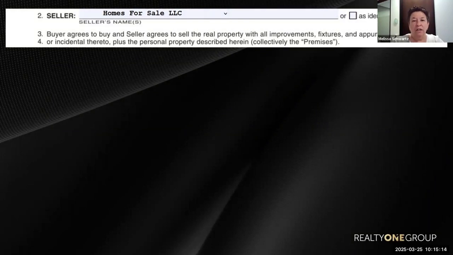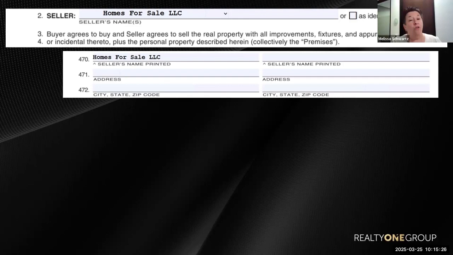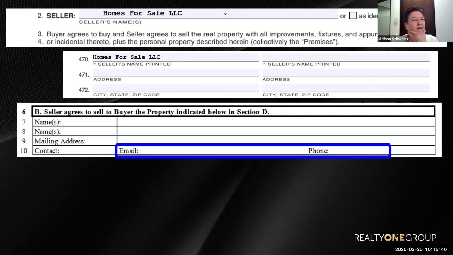Seller. And you can see that the seller information on ours just is line 2, right? The seller's name. And then we go all the way to the back for the 470, 71, and 472. Theirs is all at the front, right? 6 through 10, it says the seller's name, mailing address, contact information, email and phone number.